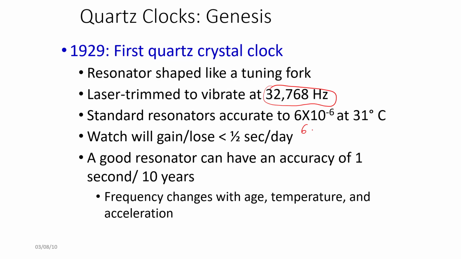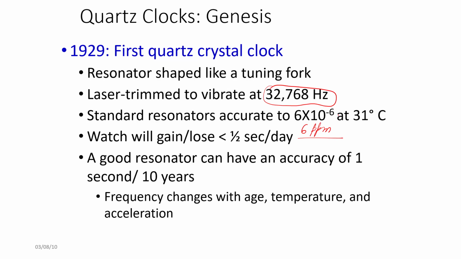So the drift is roughly 6 parts per million. For every million seconds, it may drift by 6 seconds. What has been observed is that many watches gain or lose a half second per day, but you can also have a good resonator which will gain or lose 1 second in 10 years. So even though the 6 ppm number is representative of the average, you have designs on both sides.